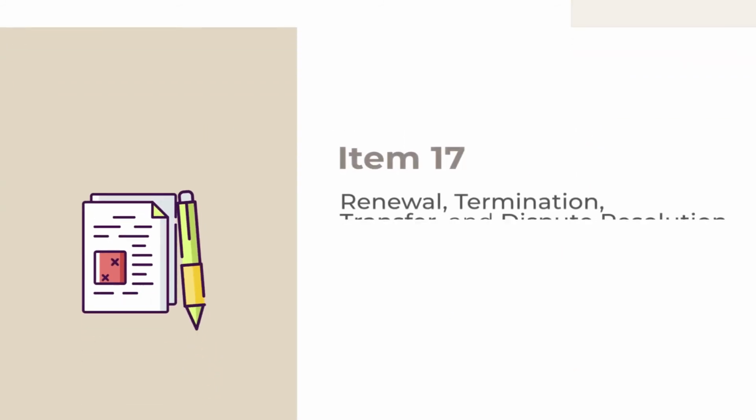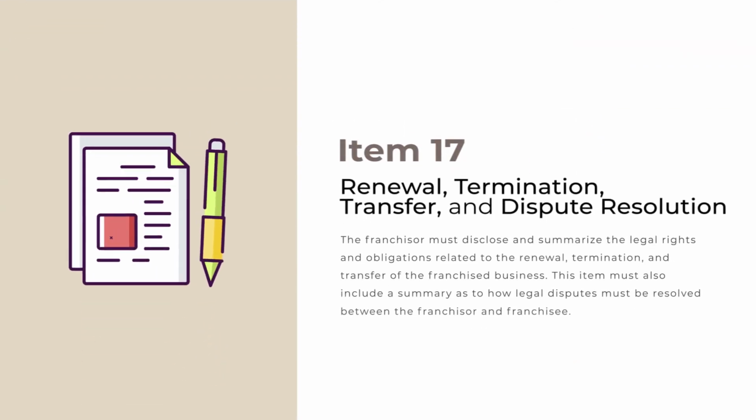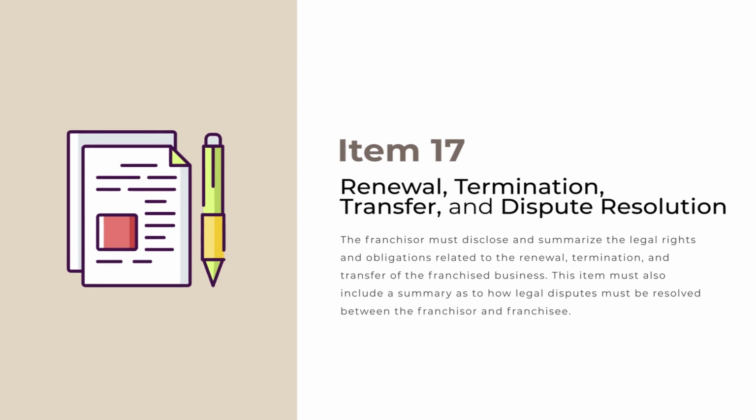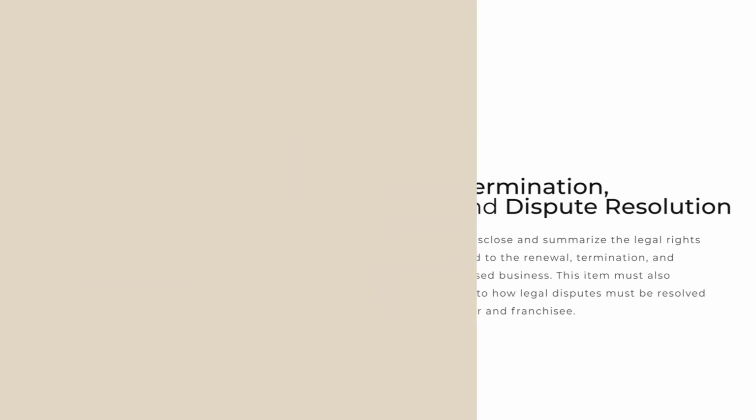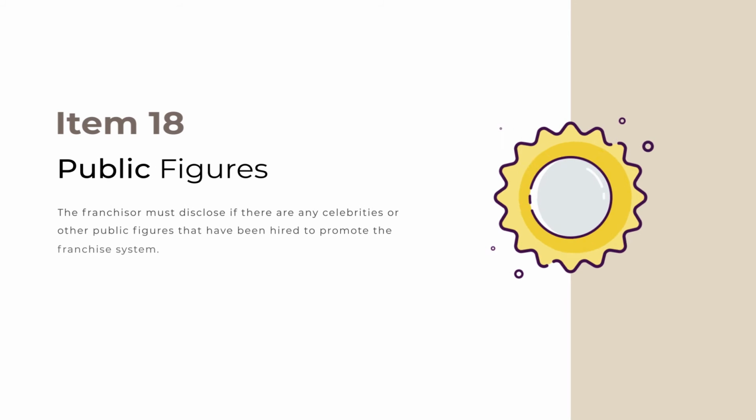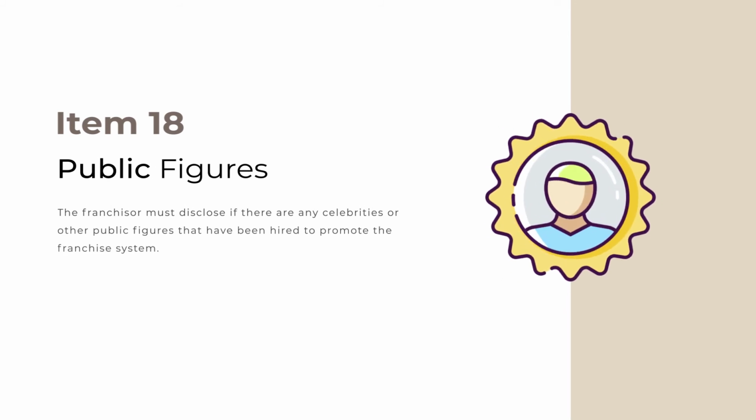So item 17 is renewal, termination, transfer, and dispute resolution. This will outline the term of your agreement, also if there are any costs to renew or extend the agreement, and if there is any termination or non-renewal. Item 18 is public figures. This will highlight whether the franchisor uses any public figures or celebrities to promote the franchise.